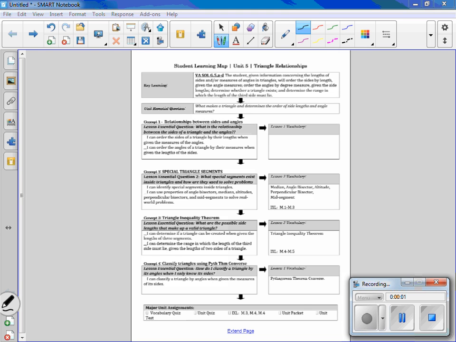Hey everybody, this is Mr. Munson. We are in Unit 5. We're going to deal with triangle relationships. As you can see from your student learning map, there's only 4 concepts that we're going to be dealing with in this unit. So it's going to be a very quick unit.